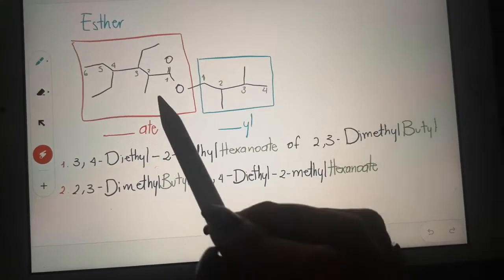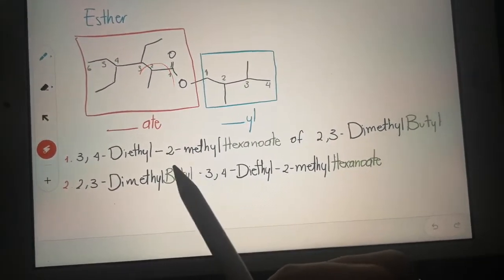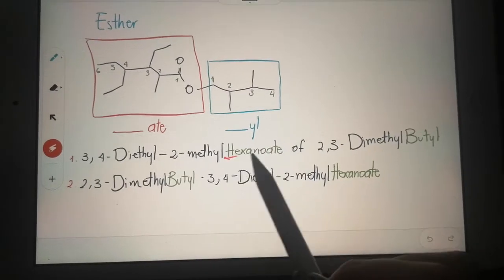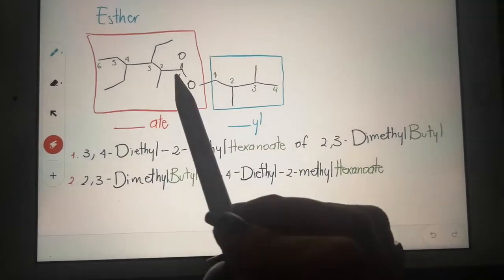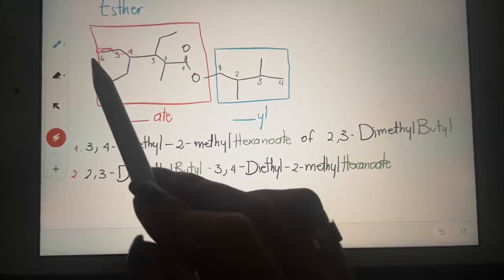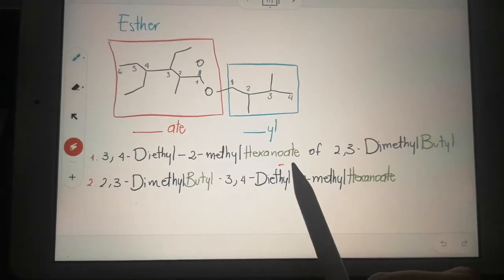So, if you have this, guys, the first one, you have 3,4-diethyl, 2-methyl, in alphabetic order as usual, hexanoate. Why hexanoate? Because the main chain has 6 carbons and it finishes in "ate."